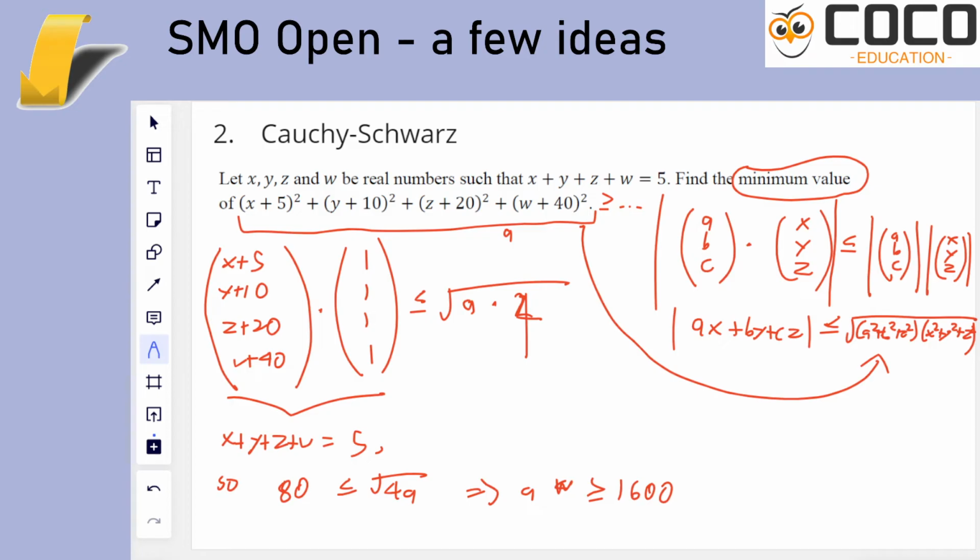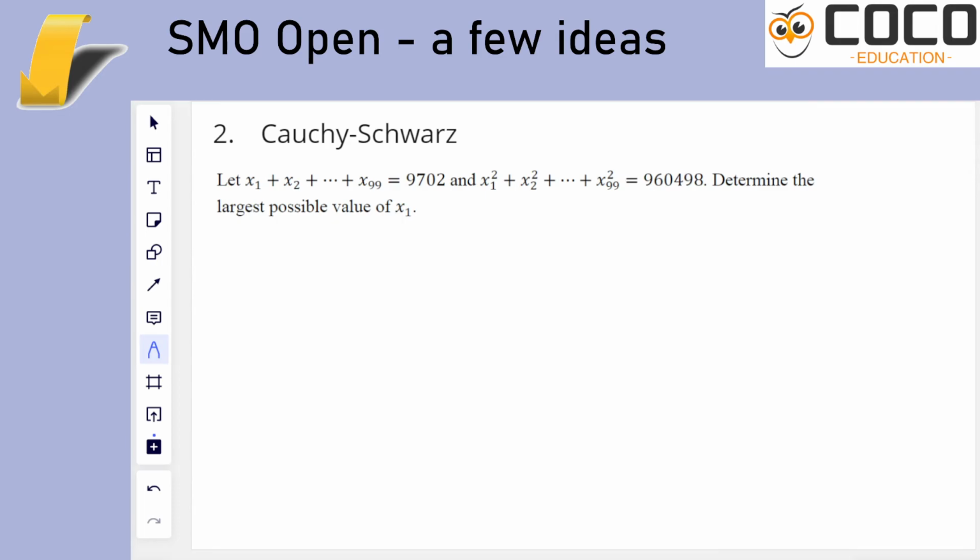The Cauchy-Schwarz inequality is also equivalent to the QM-AM inequality if we use it like this. But I think now that you have some familiarity with vectors, this is an easier way to express it. Let me show you another example of how we can use Cauchy-Schwarz. It's not in the way that you might think.